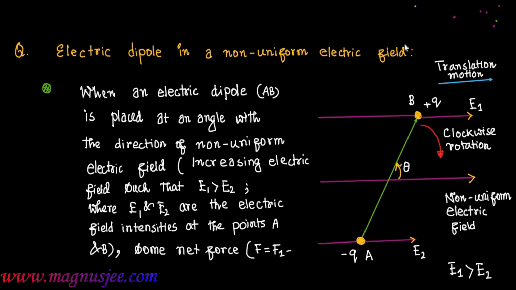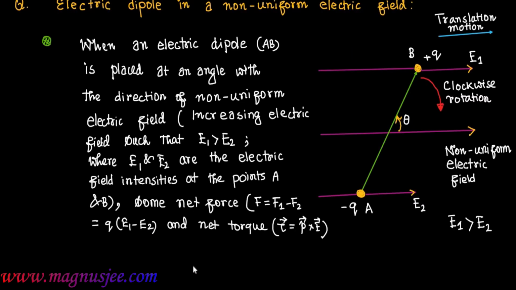so a net force F equal to F1 minus F2 equal to Q (E1 minus E2) and a net torque tau equal to vector P cross vector E act on the dipole. That means when an electric dipole is held in a non-uniform electric field, force and torque both will be acting, and here F1 and F2 are the electrostatic forces experienced by the plus Q charge and minus Q charge.